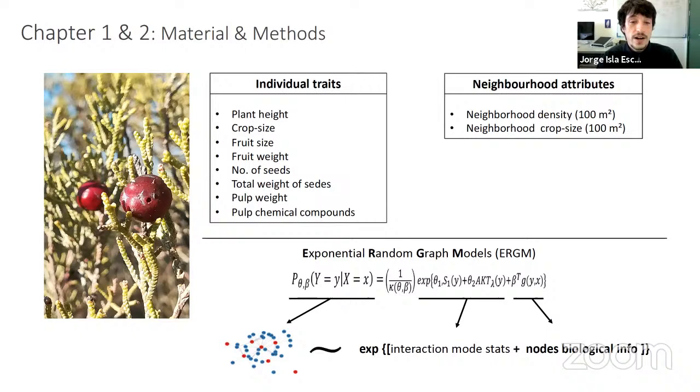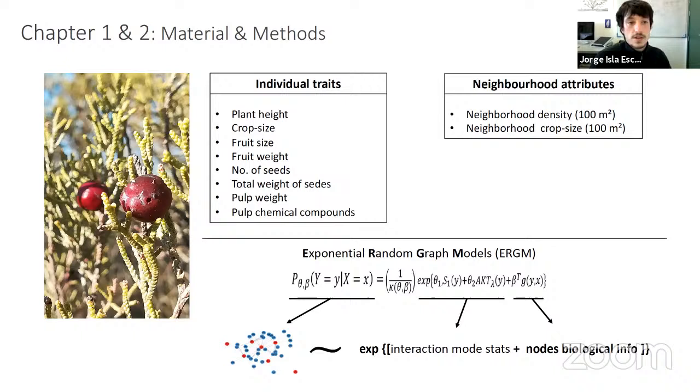Another set is immediate neighborhood attributes, like the neighborhood density or the neighborhood crop size. And with this type of biological information, we are going to analyze it with an analytical approach called individual random graph models. This is homologous to a classical GLM model, but in this case, the response variable is the structure of the network itself. The most important point of this type of model is that we can include the traits that we have in this data set, the traits of the different nodes of the network, as predictive variables to understand what role the traits of the plant have in the structuring of the different networks of interactions.